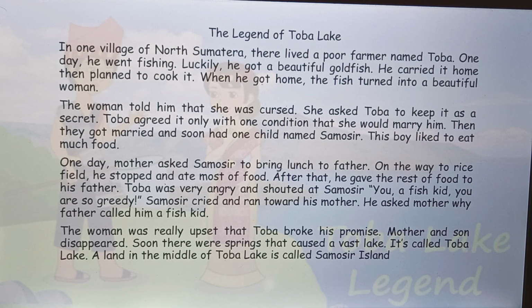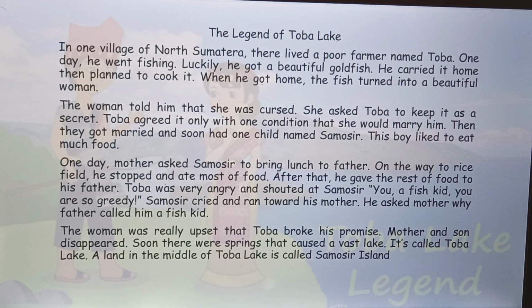She asked Toba to keep it as a secret. Toba agreed, only with one condition, that she would marry him. Then they got married, and soon they had one child named Samosir. This boy liked to eat much food. And one day, mother asked Samosir to bring lunch to father. On the way to the rice field, he stopped and ate most of the food. And after that, he gave the rest of the food to his father.